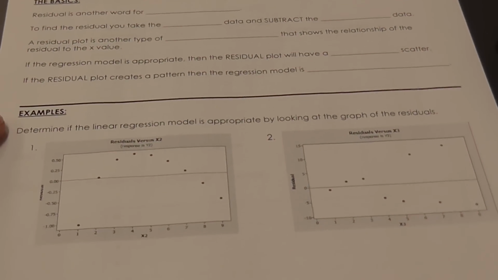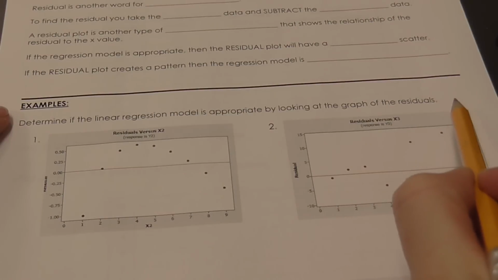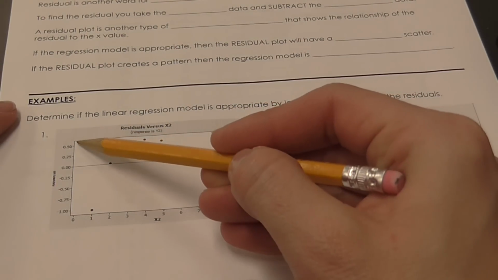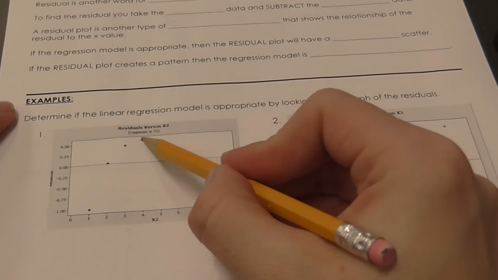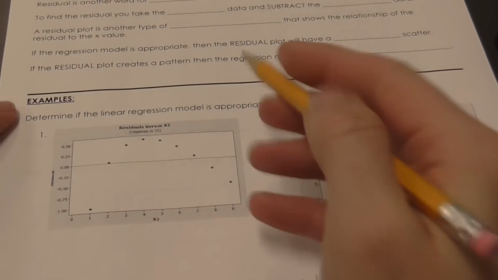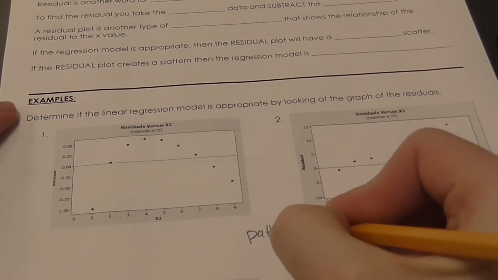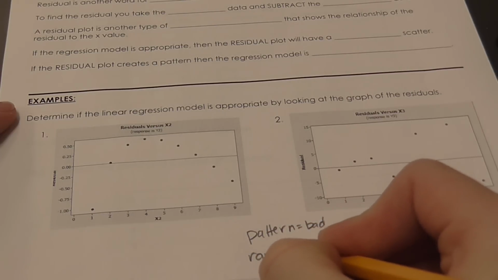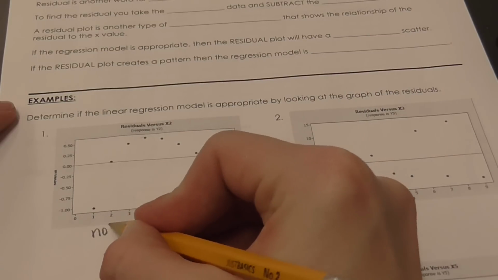So let's look at some examples. This says we use a linear model. It says determine if the linear regression model is appropriate by looking at the graph of residuals. The difference between them goes anywhere from -1 to 0.5. It gives you a baseline at 0. And you see how perfect this little pattern is? It looks like a really nice pattern. The pattern is bad. Okay, random is good. All right, so this has a pattern, so it's not a good fit.